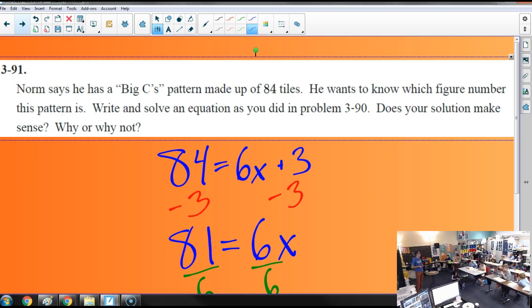Patrick? So what if the answer be 13? You can't do 13.5. So, if we had 84 tiles, we could only make figure 13. We can't make figure 14. Right? So if we're asking what are we able to make, Patrick's right on. We can make 13, we can't make 14. Thank you very much, sir. Sad. You're only missing 3 tiles.